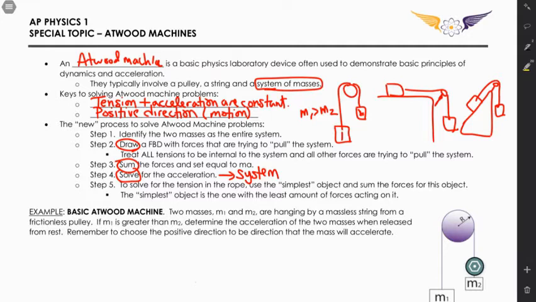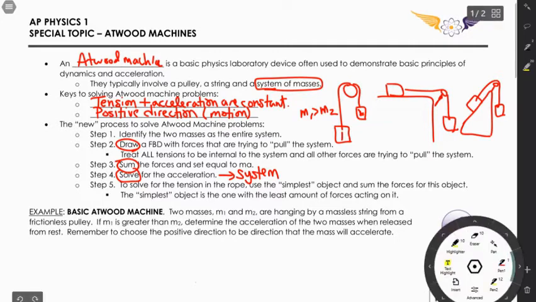Everybody got that? Good. And then step 5, because oftentimes these questions are find the acceleration, find the tension. Now you find the tension. How do you find the tension? Well, you find the one that is the simplest object. The simplest object is basically the one that has the least amount of forces acting on it, or the least complicated forces acting on it. You'll see when we do the inclined plane, you'll know which one to deal with, okay?